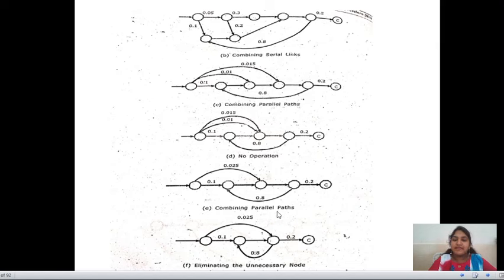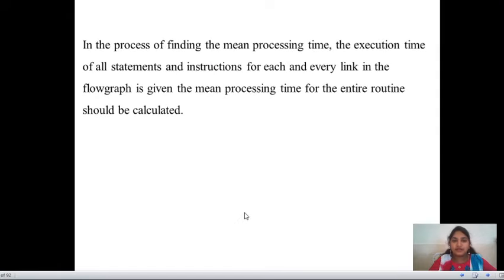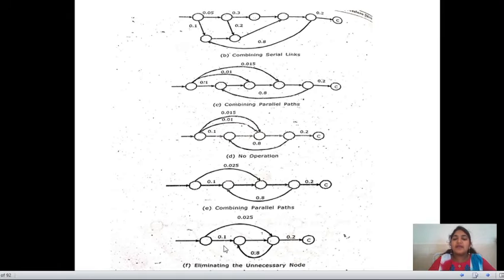So after combining the parallel links, this is the flow graph we are defining: 0.1 and 0.025, 0.8, and this defines the loop. Eliminate the unnecessary node. If there is any unnecessary node, eliminate that unnecessary node. So that is nothing but one of the ways to define the probability of finding case C. So 0.1 into 0.2, plus 0.025. This is the probability at case C.